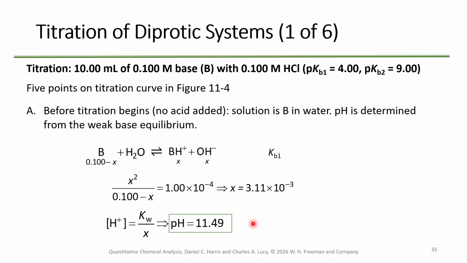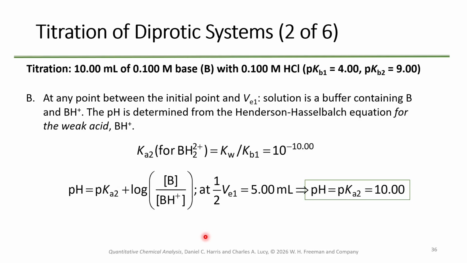Okay. Now, if we go ahead and take Kw over this number here, we will get the H plus concentration. We can take the negative log of that, and that'll give us our pH, which is 11.49. Now, notice again, we started with a base, so our pH should be basic, right? Okay.